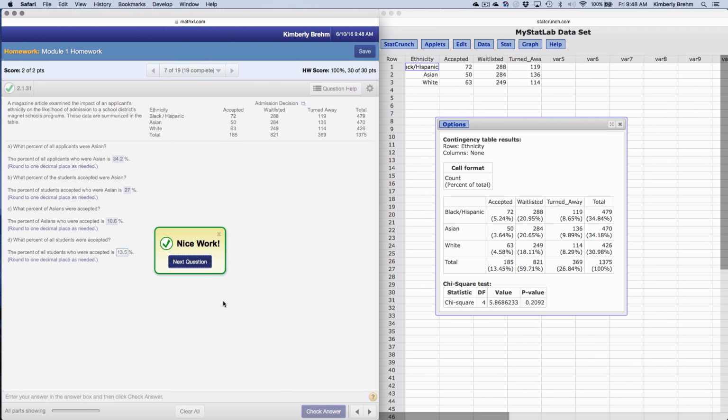And that's how you would do all of that in my StatLab or StatCrunch.